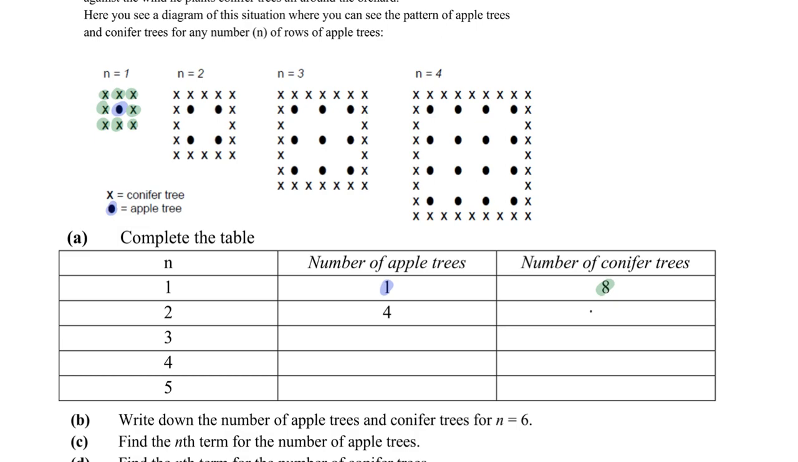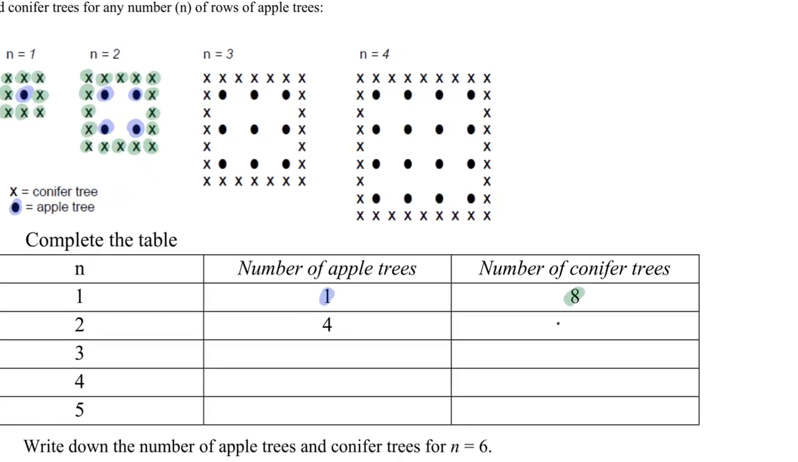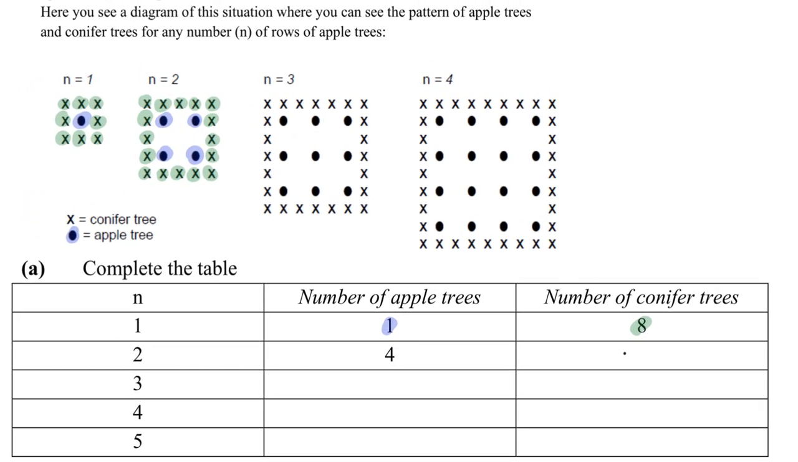where there are 4 apple trees. Then all we have to do is to just count the number of conifer trees. So it's 1, 2, 3, 4, 5, 6, 7, 8, 9, 10, 11, 12, 13, 14, 15, 16. So I'm going to just write it down, then we can focus, 16.